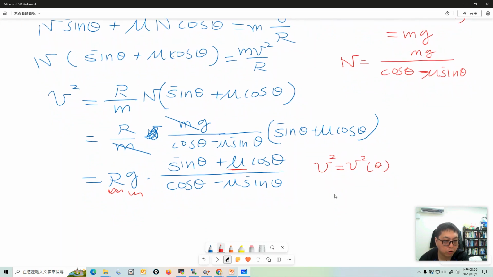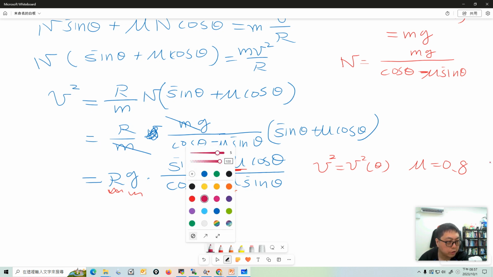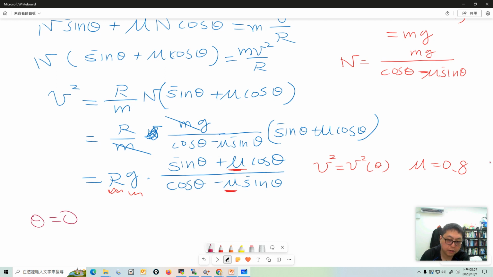Let's assume the friction coefficient. Let's assume mu is 0.8. We discuss two situations. The first is if theta is 0, no bank, the corner not banked. Then v square is equal to r g times mu, so it's 0.8, and the denominator is 1 minus mu sine 0, which is 1. So v square is equal to 0.8 r g.